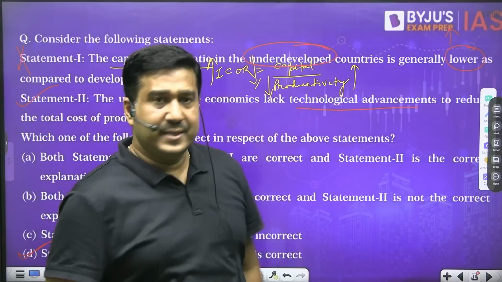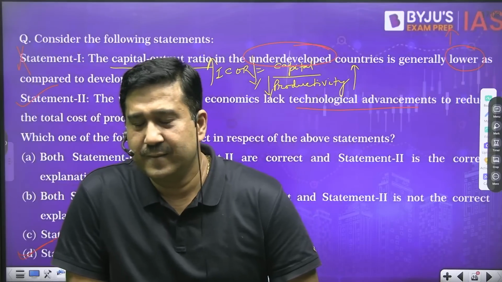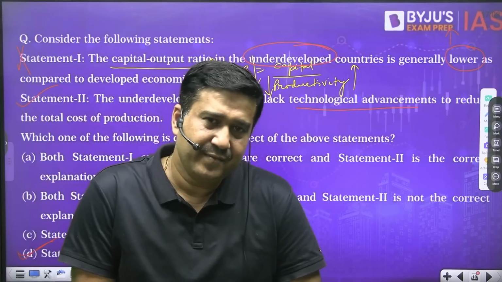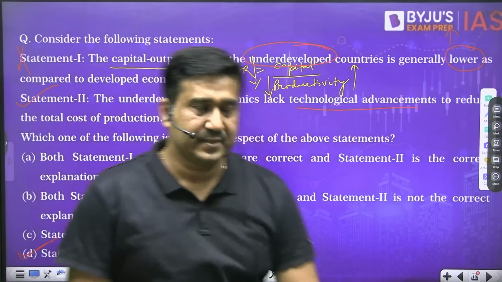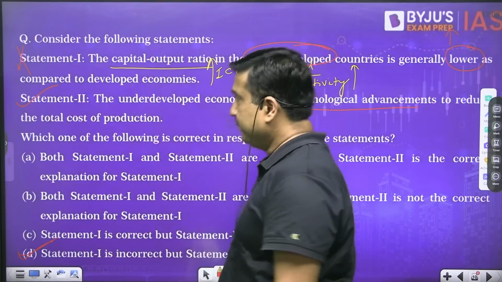Statement 1 is incorrect simply because in underdeveloped countries, ICOR will always be high, productivity will always be less because there is wastage of resources. So answer would be D for Delhi. Next question.